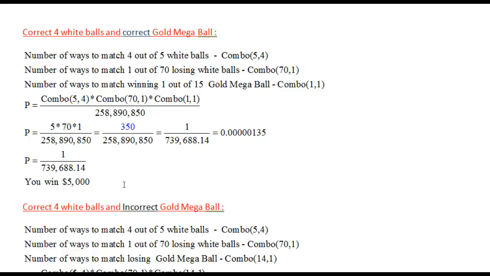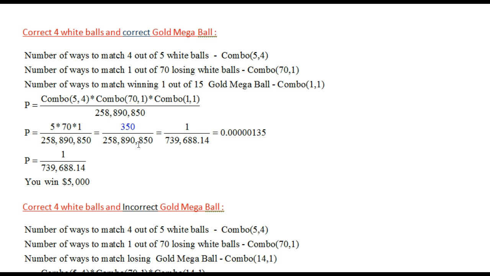So therefore, we have combo 5, 4 times combo 70, 1 times combo 1-1. And as we saw before, combo 1-1 is 1. So therefore, if we plug in our numbers into our equation, combo 5, 4 is equal to 5. Combo 70, 1 is equal to 70. And combo 1-1 is equal to 1. So that's 5 times 70 times 1 is 350.